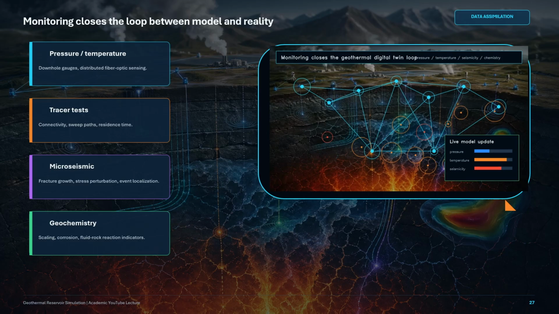These data are valuable only if we use them to update the model. This is the idea of data assimilation. The simulator should evolve with the field, becoming more accurate as observations accumulate.